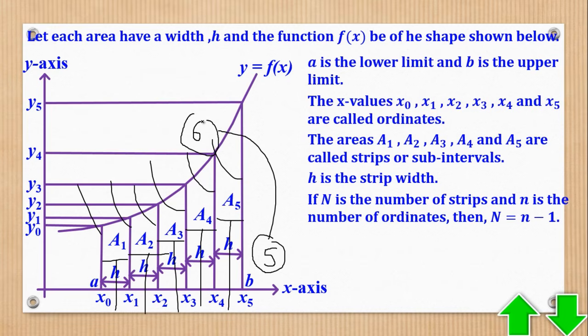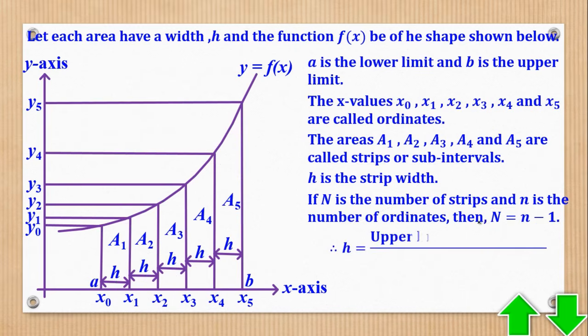So in the question, they can give you strips, which are the same as sub-intervals, so they can give you sub-intervals or strips, or they can give you ordinates. But remember that our interest is strips or sub-intervals. So when they give you ordinates, you have to remember this formula.